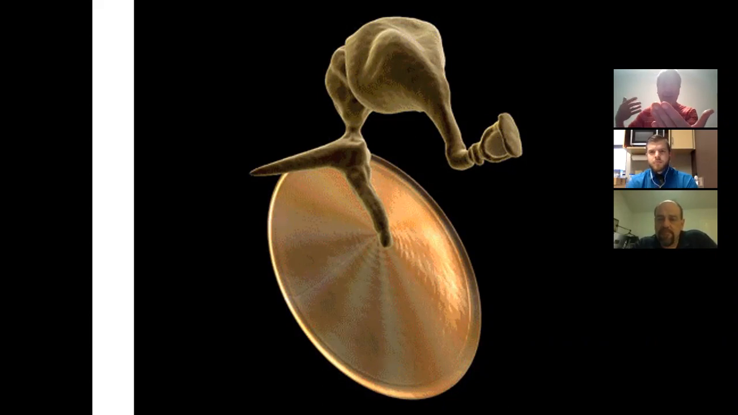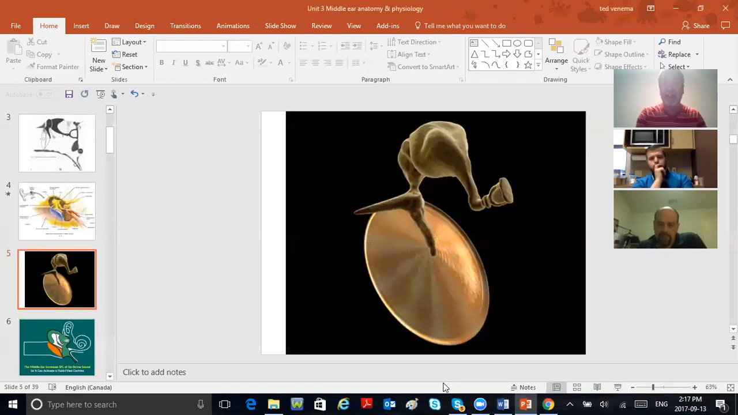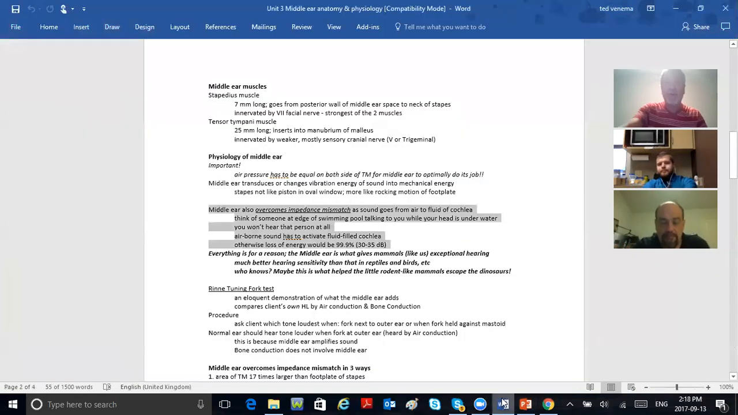The sound moving through the air is going to hit a different kind of medium. Instead of going through gas, like compression and rarefactions in gas, now it's hitting fluid, which is much more dense, and the sound's just going to bounce right off of it. So something has to help airborne sound activate a fluid-filled cochlea, and that something is the middle ear. And that's where we can go back to our notes now and take a bit of a read of this.